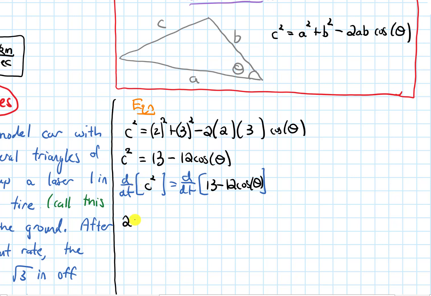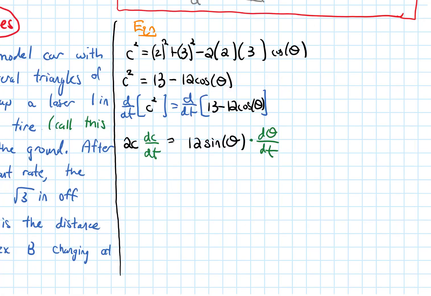Derivative of C squared is going to be 2C times dC dt. On the other side, derivative of 13 is 0, because that's a constant. And then the derivative of cosine theta is going to be minus sine, so the minus is going to cancel this minus, and I'll get positive 12 sine theta. But then I have to do the chain rule and multiply by the derivative of the inside thing, the theta, and that is d theta dt.